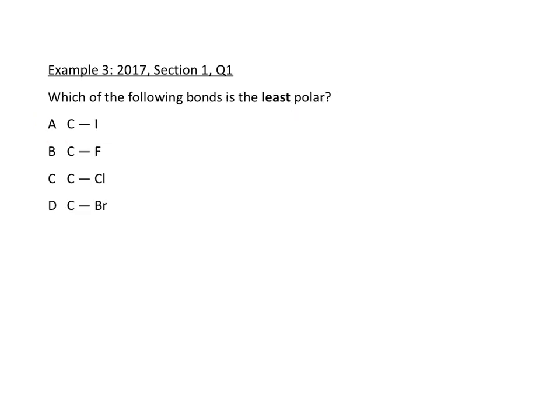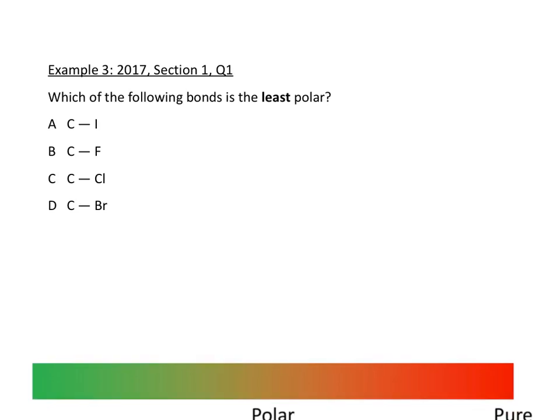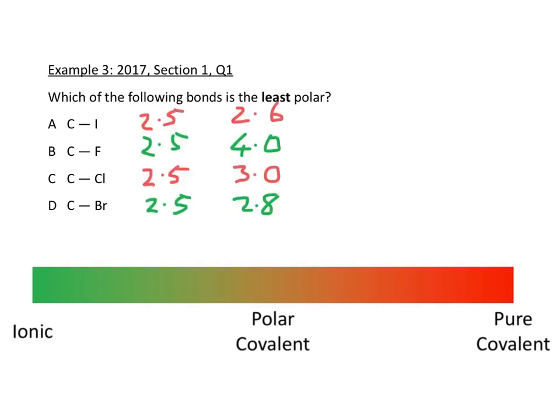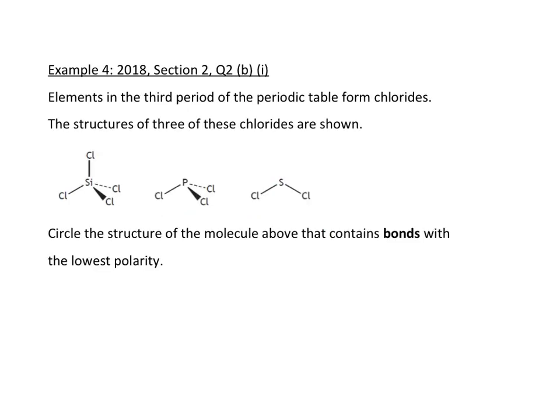Example 3 is very similar to the previous example. This time, though, they're looking for the least polar, so they're looking for the smallest difference in electronegativity. So we'll get our electronegativity values again and see what the differences are. The least polar is the one with the smallest difference in electronegativity, and that's the carbon and iodine bond. So again, A is our answer.